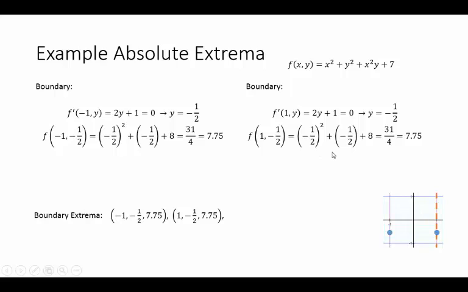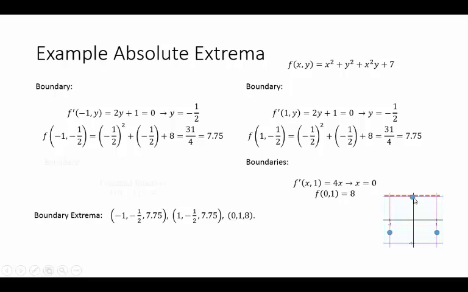We keep going. Two more boundaries that we need to take a look at. When y is positive 1 this time, put y equal to 1 here and take the derivative with respect to x, and then you get 4x, and then set that equal to 0. So x is equal to 0, and then that's another possible point, (0, 1), and then you put that into the original function, you get 8.